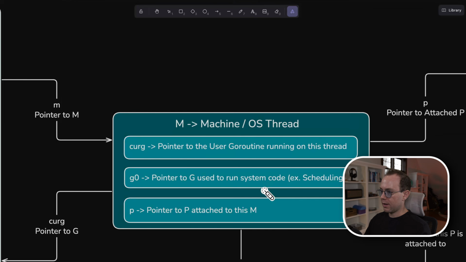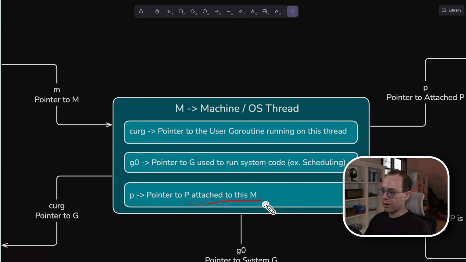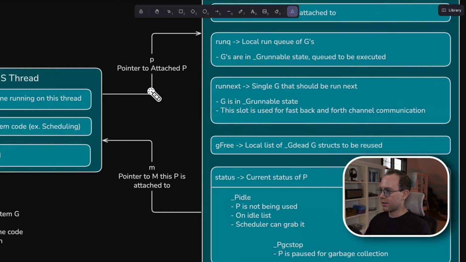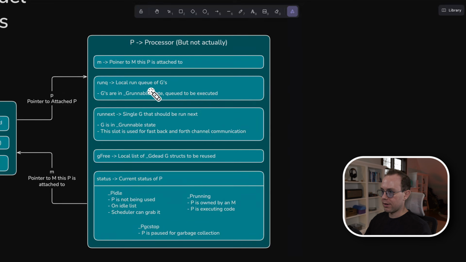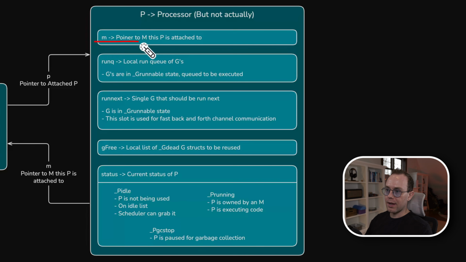And the last property is a pointer to a P struct instance. And again, each P struct instance acts like a key that lets the M and G pair execute the Go routine on a thread. So setting the P property is how you attach a P instance to an M instance. Okay, last is the P struct. First, each P has a pointer to the M that it's attached to. So again, that relationship is bidirectional.